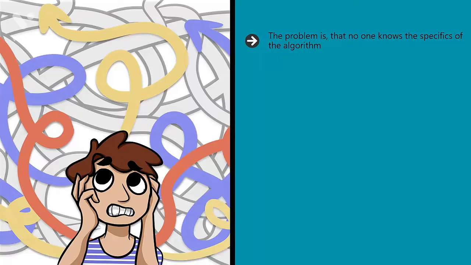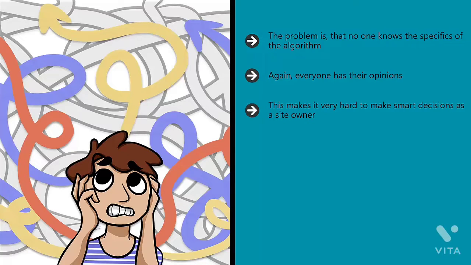We don't know how much Google wants to see us use related terms, and we're not 100% sure whether it's better to focus on just one keyword or to try a few. Again, everyone has their opinions. This makes it very hard to make smart decisions as a site owner. Do you include more keywords in your articles or not?